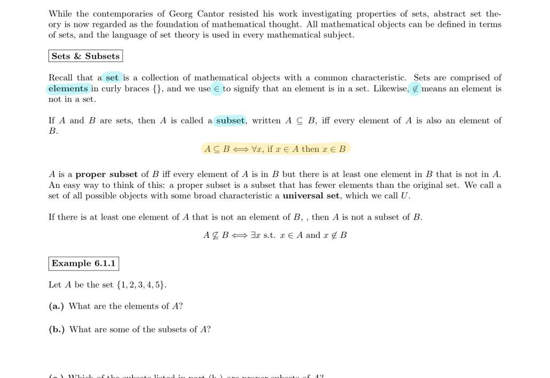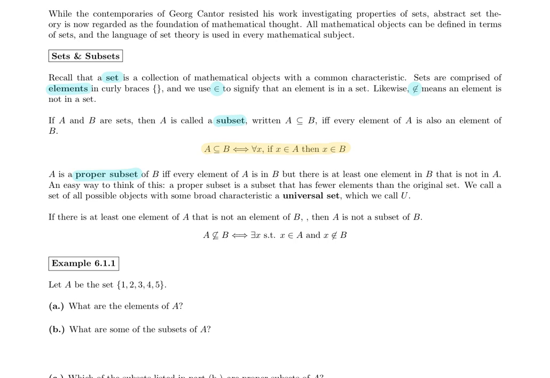More specifically, A is a proper subset of B if and only if every element of A is in set B, but there's at least one more element in B that is not in A. We're not going to be concerning ourselves too much with the difference between a subset and a proper subset. It's just one of those definitions I really wanted you to have access to. So a proper subset is a subset that has fewer elements than its original.